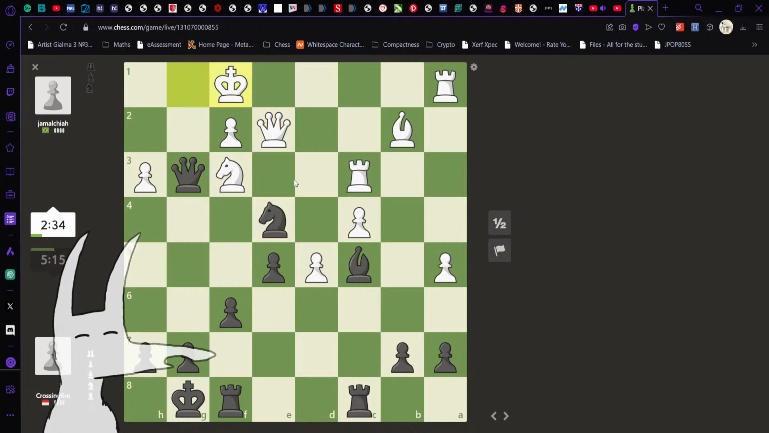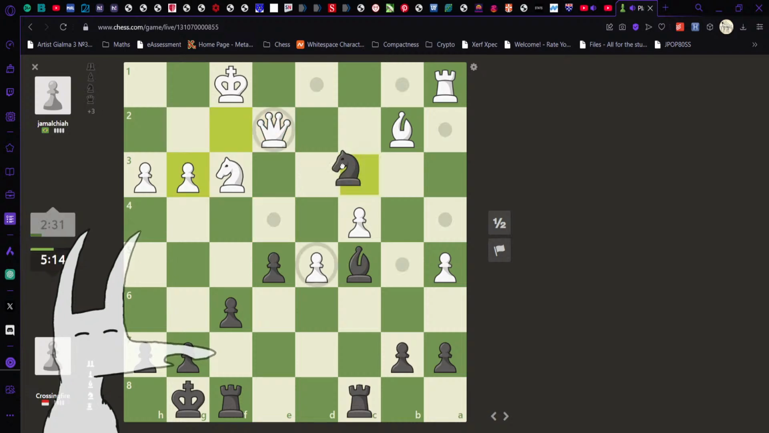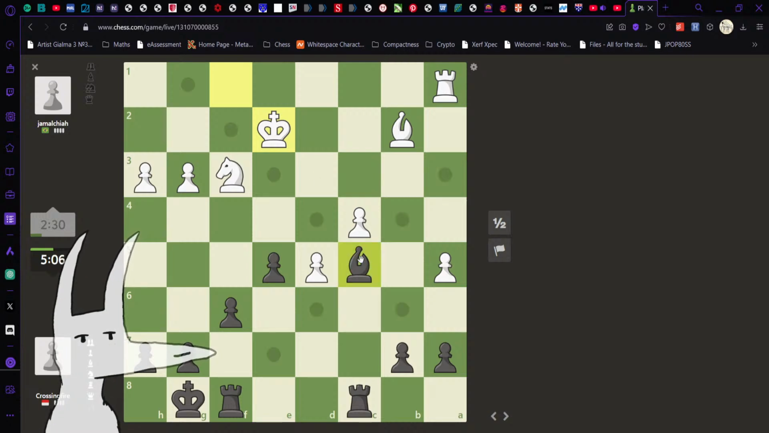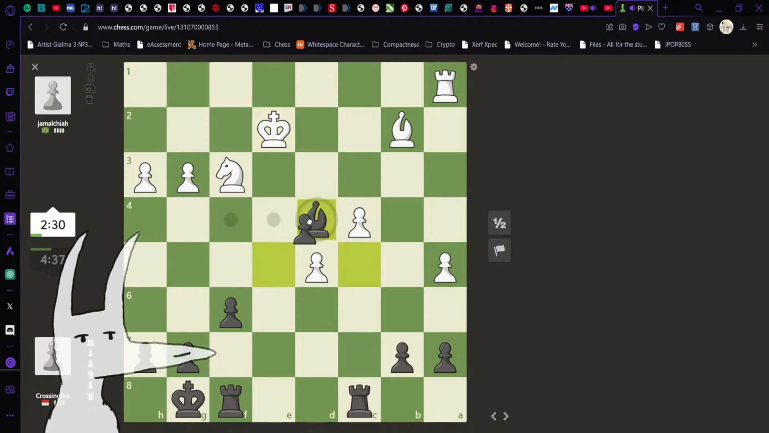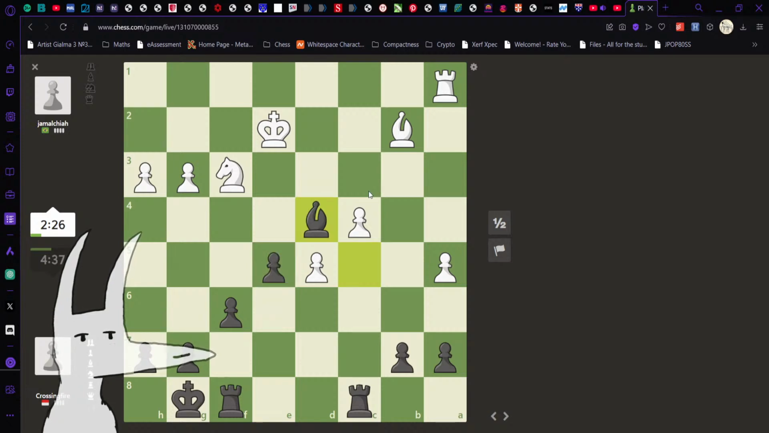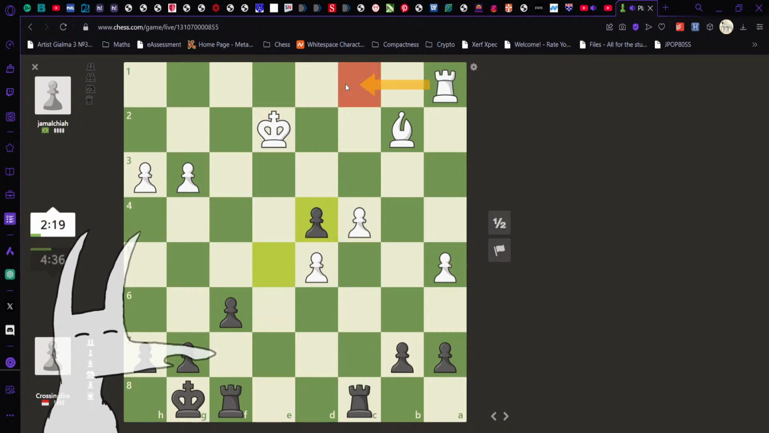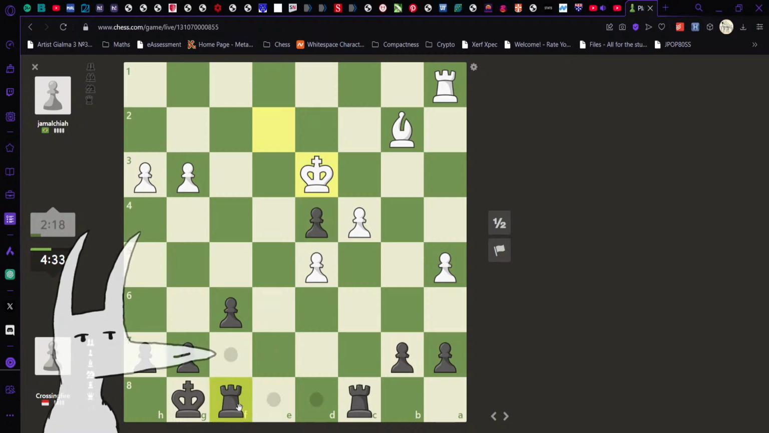This is important. Knight takes, knight, that it also attacks the queen. +3. Okay, maybe knight takes pawn was better. Okay. Okay, I might have screwed up here. Cause rook here. Oh yeah, king there. Oops.